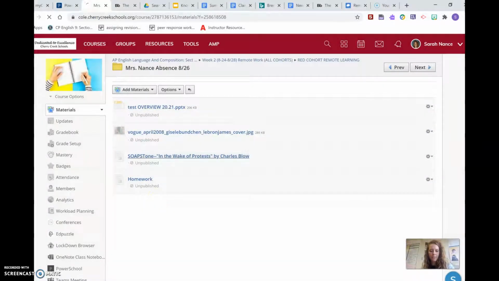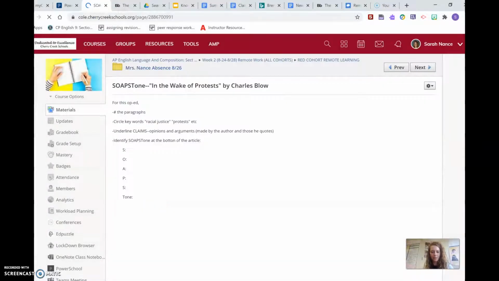So when you click into that page, it gives you the directions. So first of all, you're going to number the paragraphs. You're going to circle keywords like, for example, racial justice or protests, something that comes up a lot and then will help you identify subject. You'll underline claims, which are opinions and arguments made by the author and the opinions and arguments made by those he quotes. He will quote Barack Obama.